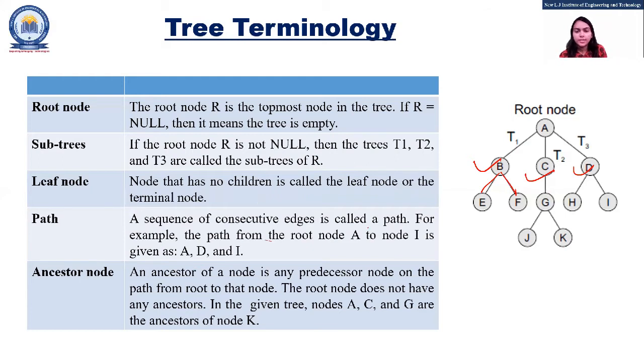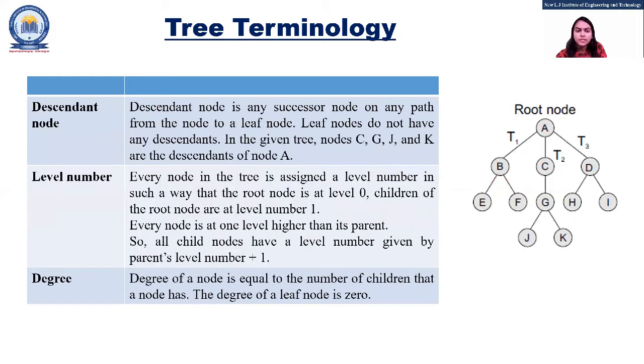In the given tree, for K, what are the ancestors? G, C and A. So these are the ancestor nodes. What is a descendant node? A descendant node is any successor node on that path. Okay, so the root node does not have an ancestor.